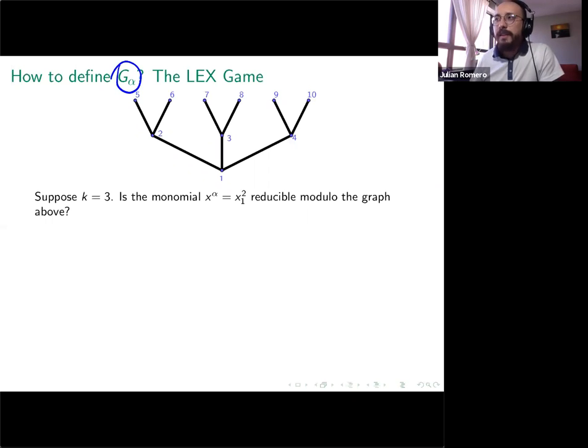The next thing is everything reduces to understanding when a monomial is irreducible. So when is it that when I divide by these polynomials, I obtain the same monomial?